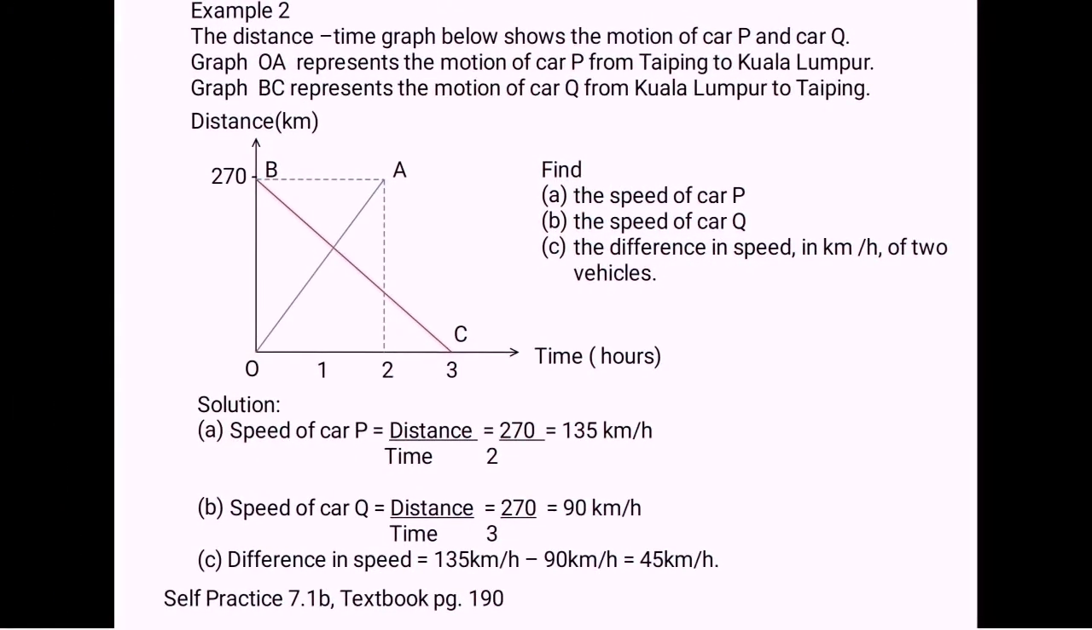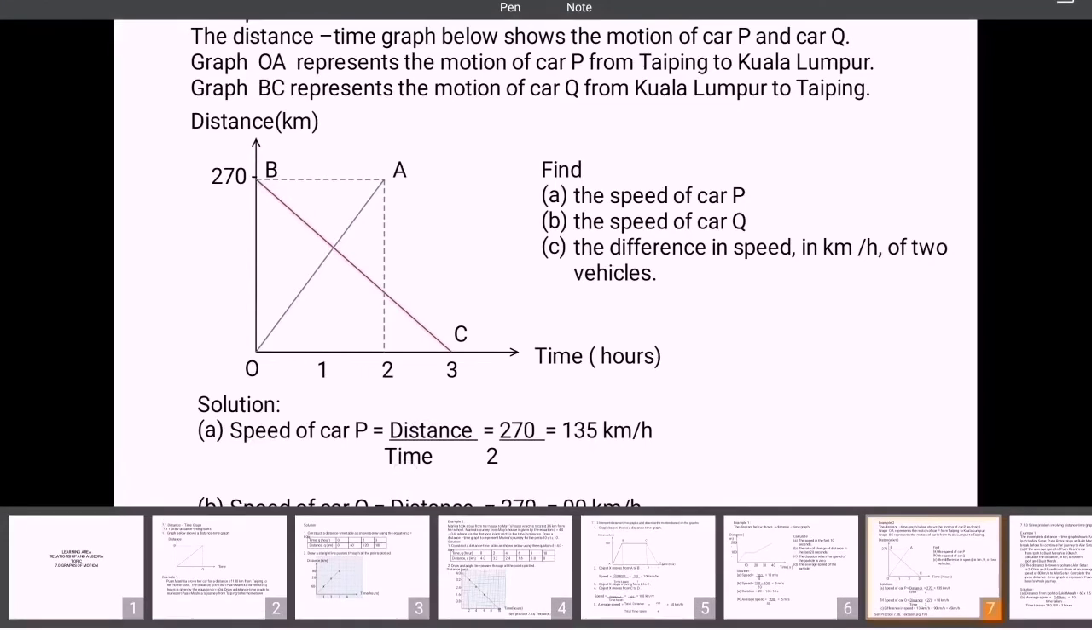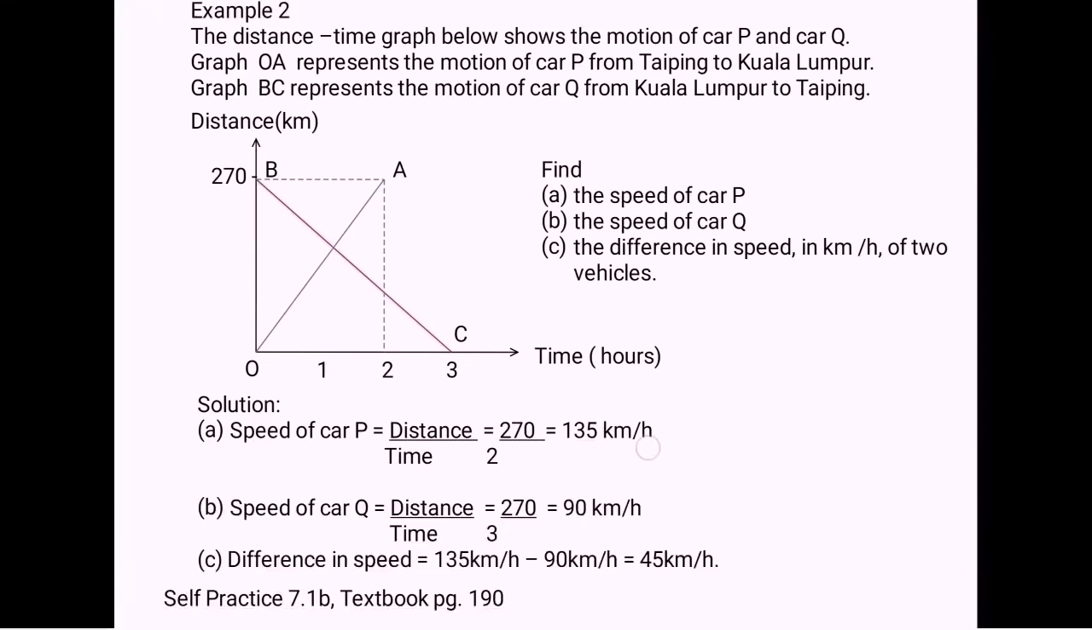Example 2. The distance time graph below shows the motion of car P and car Q. Graph OA represents the motion of car P, from Taiping to Kuala Lumpur. And graph BC represents the motion of car Q from Kuala Lumpur to Taiping. Question A, find the speed of car P. So speed is distance over time. So we have total distance 270 divided by 2. So we have 135 km per hour.